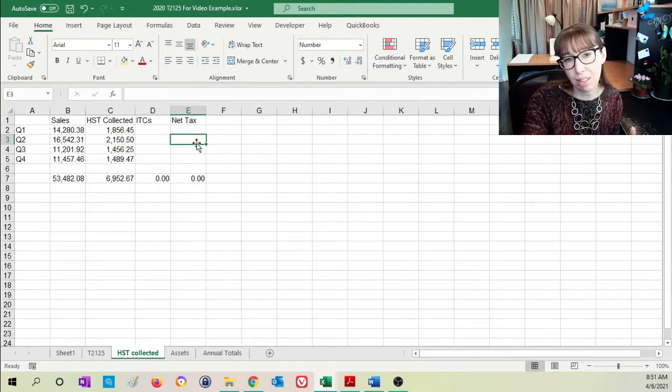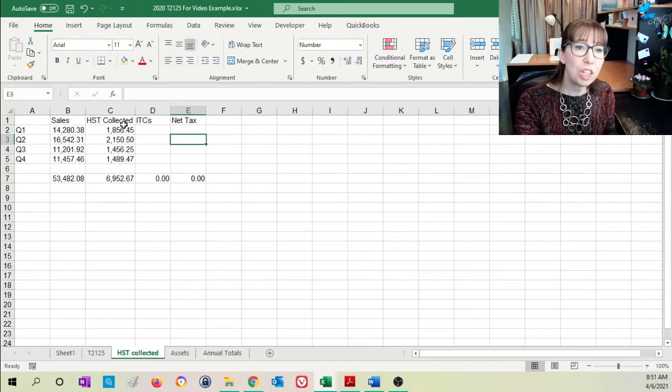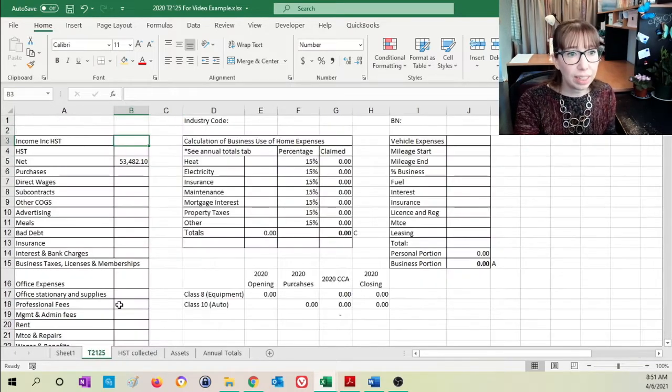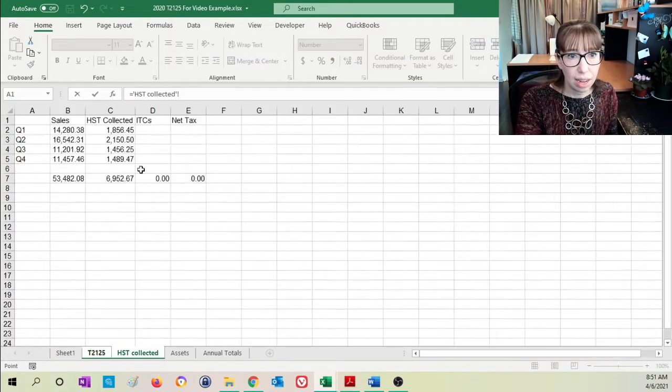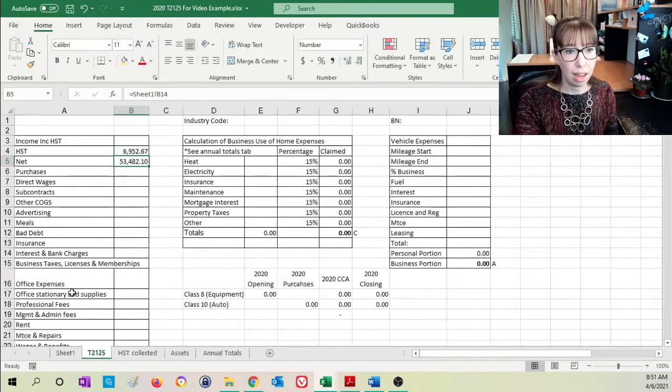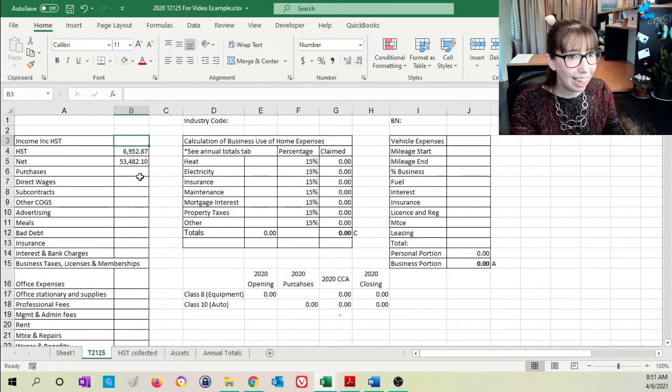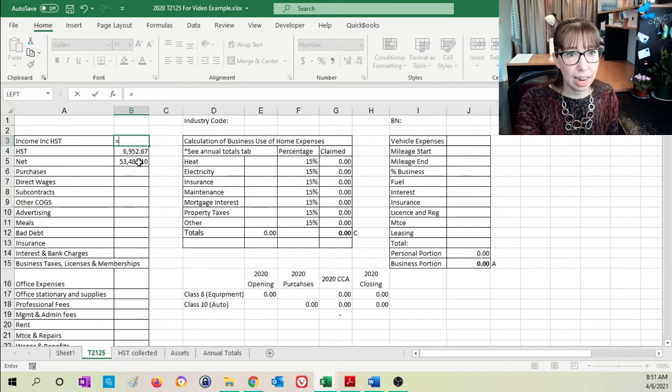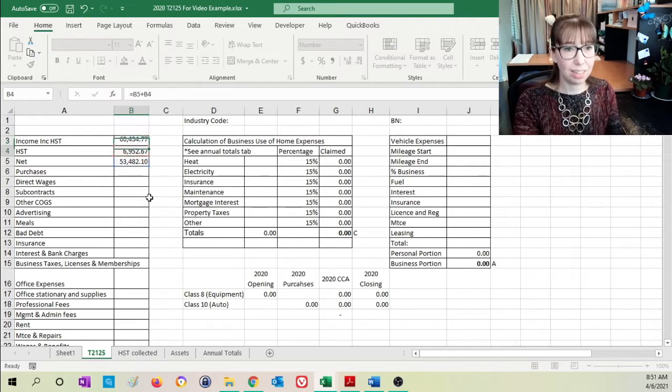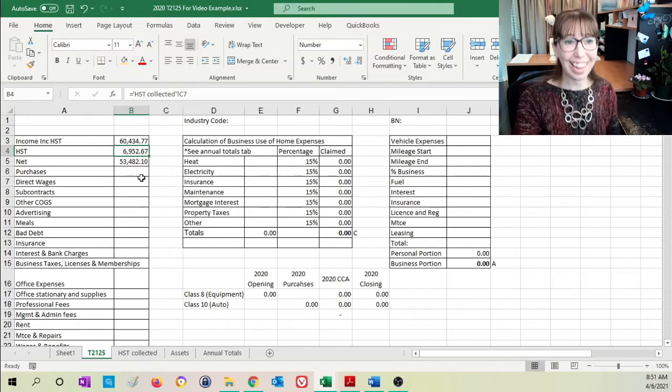But for the purposes of the T2125, we just need to know this column, the HST collected. So I'm going to go here, I'm going to say the HST collected equals, and then click that. And there is the HST that I collected. So obviously, I'm going to say equals here, and I'm going to say the sales plus the HST, enter. There is my income including HST.